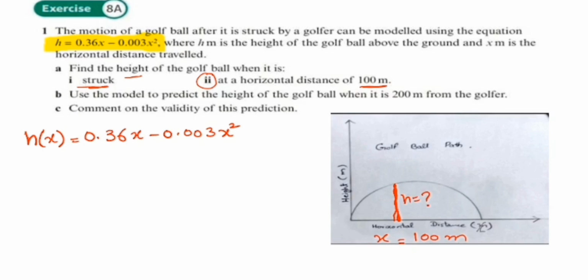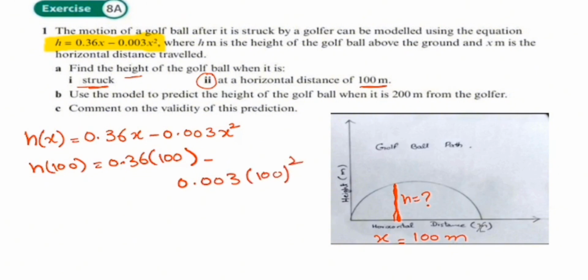We will put x equal to 100 into this main equation again. 0.36 times 100 minus 0.003 times 100 squared. It will be 36 minus 30, which will be equal to 6 meters. So at a horizontal distance of 100 meters, the golf ball is 6 meters above the ground.